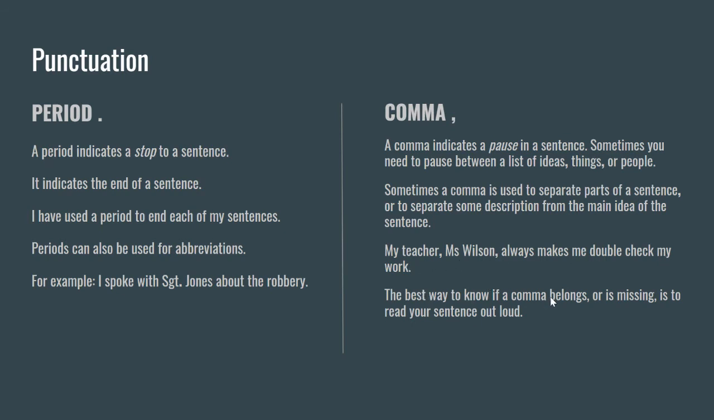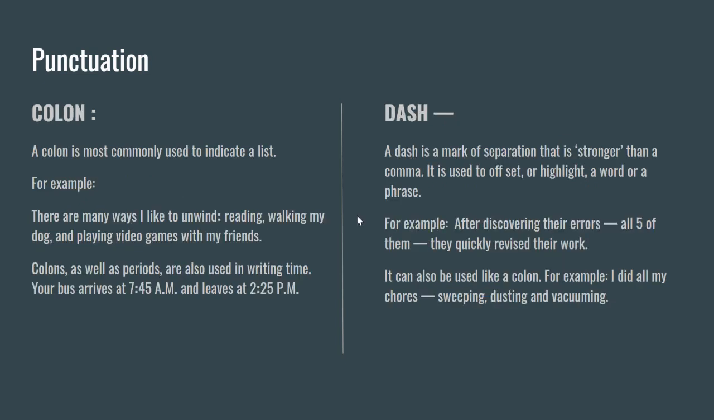The best way to know if a comma belongs or is missing is to read your sentence out loud. And I know that seems like a weird thing to do, perhaps when you're in a classroom setting and there's a variety of test takers, but ultimately, if you can read your work out loud, or if you're reading through the questions, if you can hear it, you'll understand those questions a bit better. You'll have a better sense of whether a sentence is working or not. So period and comma. Something a bit more complex, the colon and the dash.